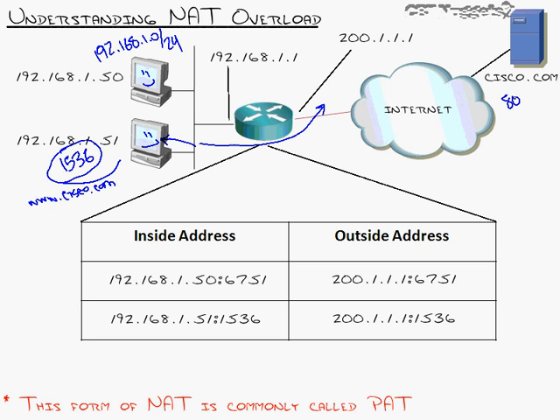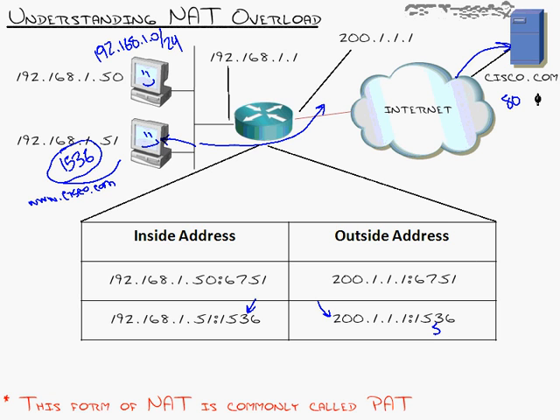And that's how the Cisco web server knows you need to be sent to the web server application. You're not sending email or anything like that. You're looking for a web page. Well, as it goes through the router, the NAT overload process sees that request and says, okay, you came in on 192.168.1.51, 1536, so I will send you out on 200.1.1.1, 1536 as the source port number.